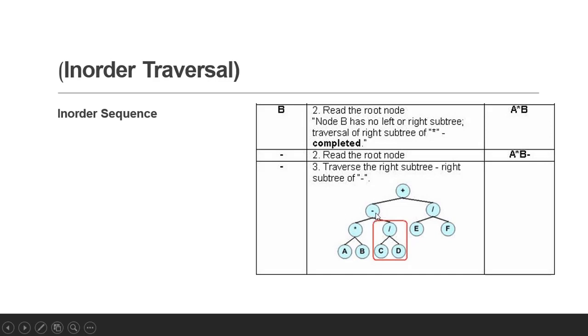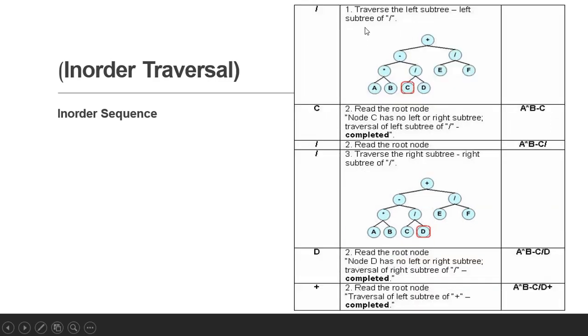All you have to do now is go back to the root of the minus symbol, then proceed to the right. In the in-order, after you read the root node, which is the minus symbol, go to the right. On the right side, to continue, you have to traverse from the left. The letter C has no subtrees, so all you have to do is go back to the root.